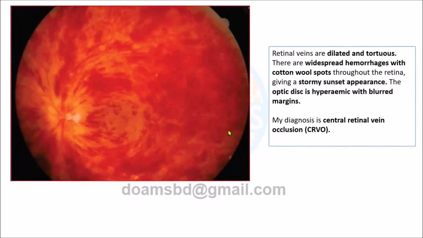Stormy sunset. There might be features of hypertension as well, remember, because in central retinal artery occlusion or central retinal vein occlusion, even the branch also, the patient might have diabetes, hypertension, dyslipidemia, all cardiovascular problems as well. So this is central retinal vein occlusion.